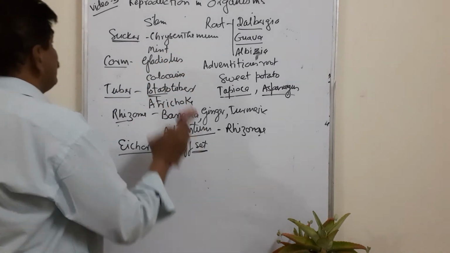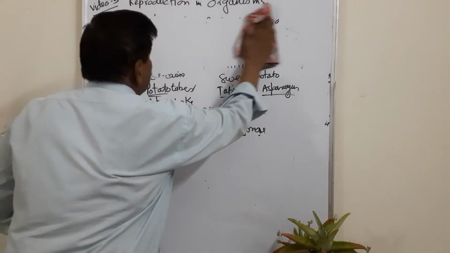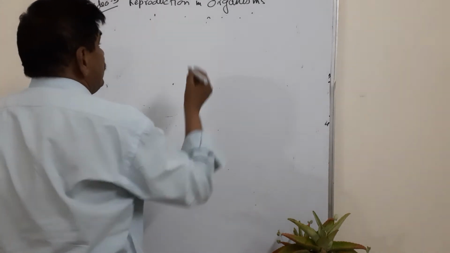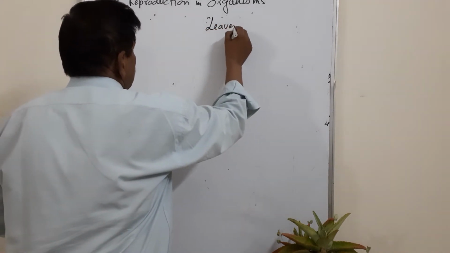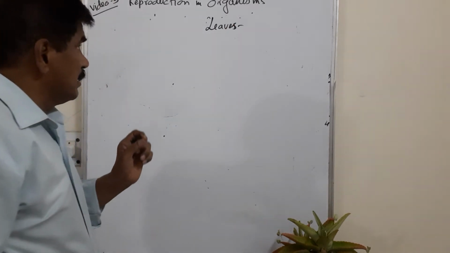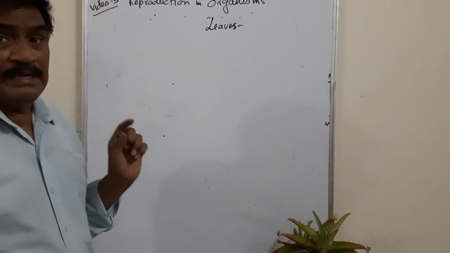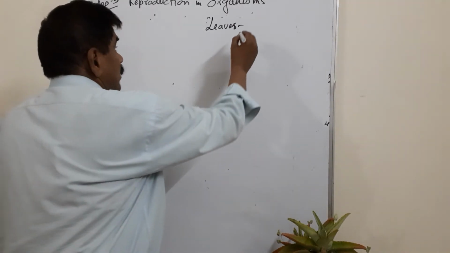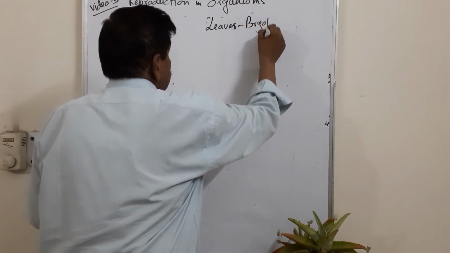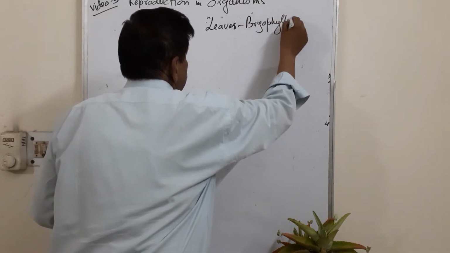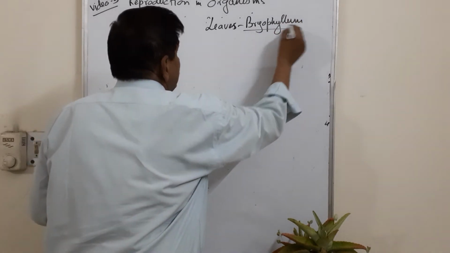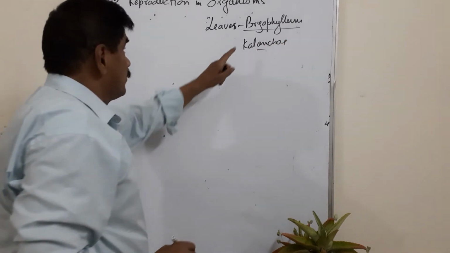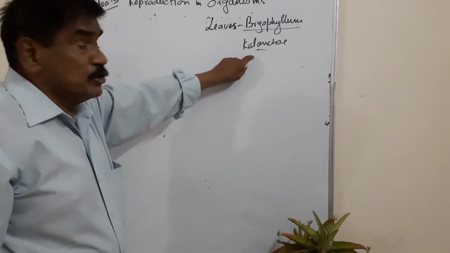Now, the third vegetative part is the leaf. Leaves are another vegetative part, and there are two very exceptional examples of the leaf producing a new plant. The leaf buds are produced. Say Bryophyllum, then Kalanchoe. These are the plants where the leaves produce new plants.